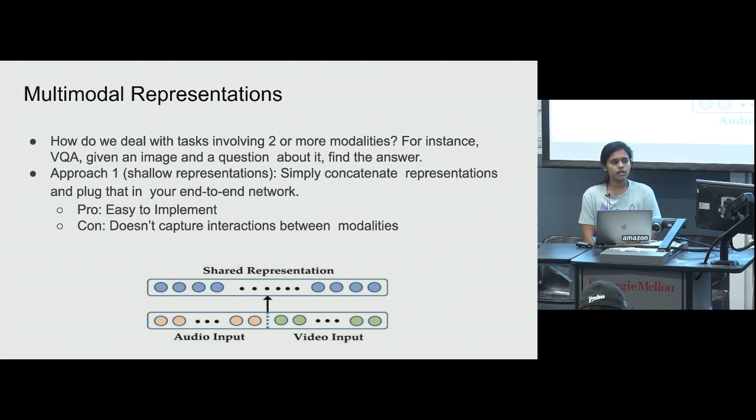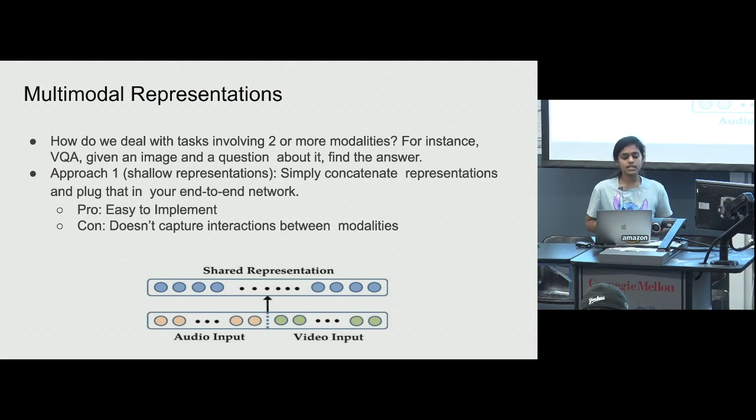One very naive approach that people follow would be to simply concatenate representations and plug them into your end-to-end task. If you look at this image, they have some representation from the audio and some representation from the video. Just concatenate both these vectors to get a shared representation and pass it probably through a linear layer or something like that for your classification task, depending on what your task is. The good part about this is that it is extremely easy to implement. You're just taking two different modalities and concatenating them.